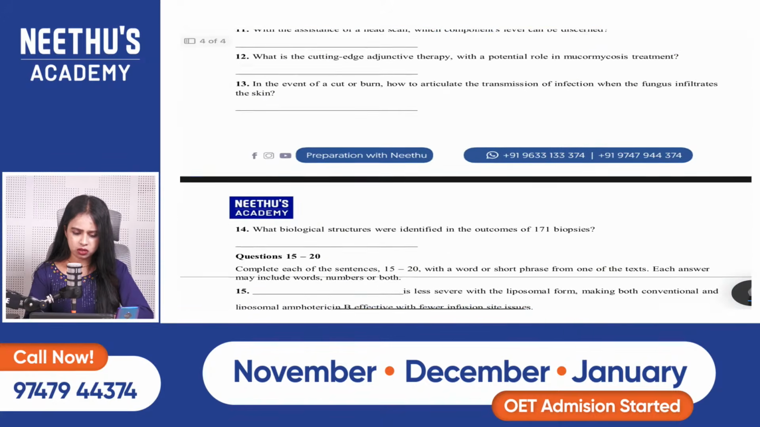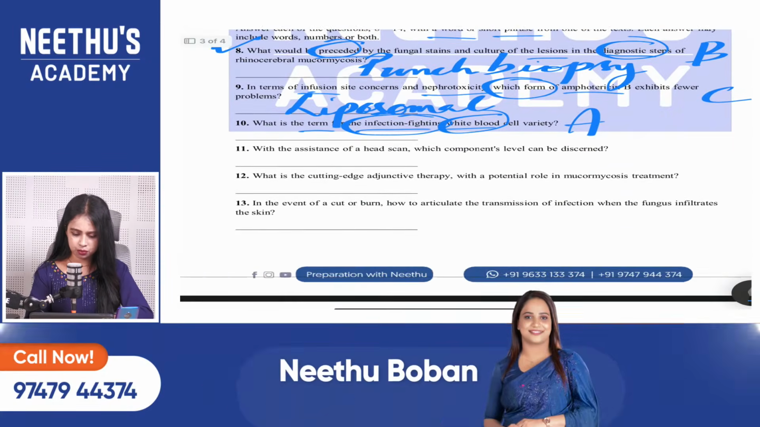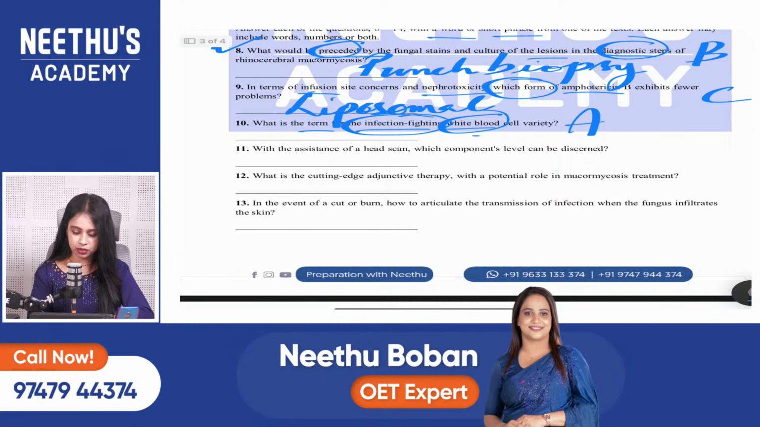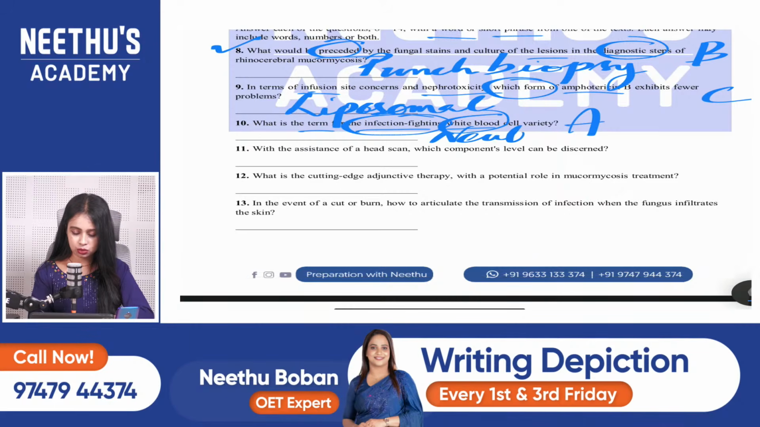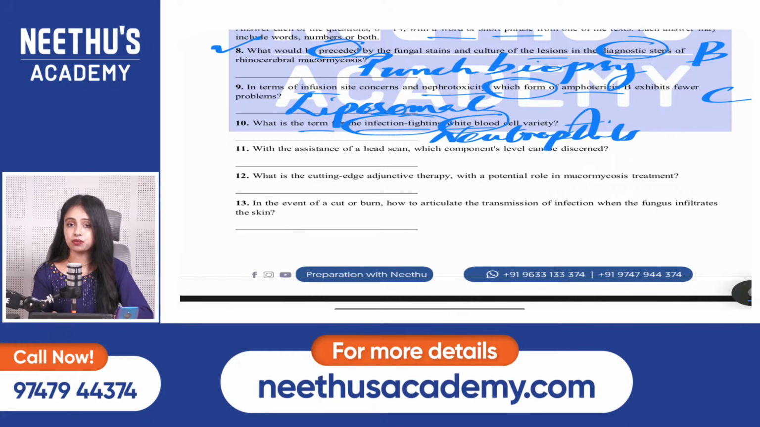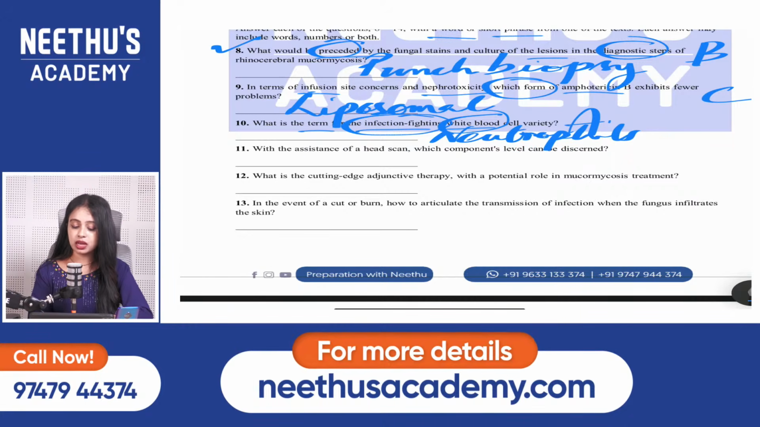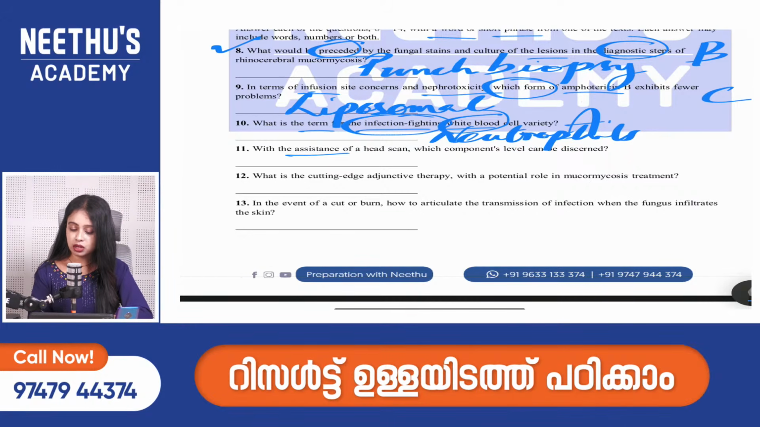I think nobody got the correct answer, right? So neutrophils. Neutrophils, neutrophils. 11th one. With the assistance of a head scan, which component's level can be discerned?